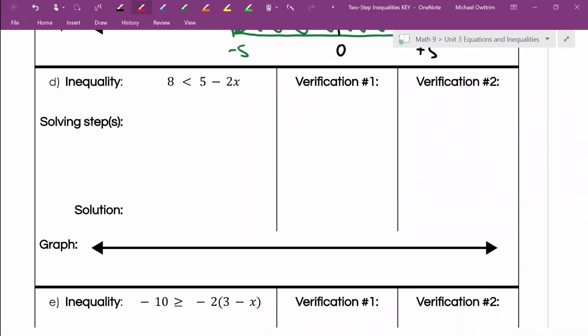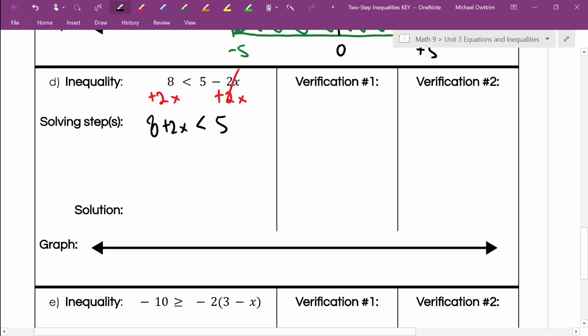In this one here, we do have negative x's, so we're going to cancel those out by adding 2 x's to both sides. We're going to go ahead and say that 8 plus our 2x is less than 5. Next, we're going to do our addition. The opposite of adding 8 is subtracting 8, and we'll get our 2x is less than -3. And then we'll go ahead and divide both sides by our 2 to undo the multiplication. And we'll get x is less than our -3 halves. You could also say that x is less than our -1.5 if you wanted.